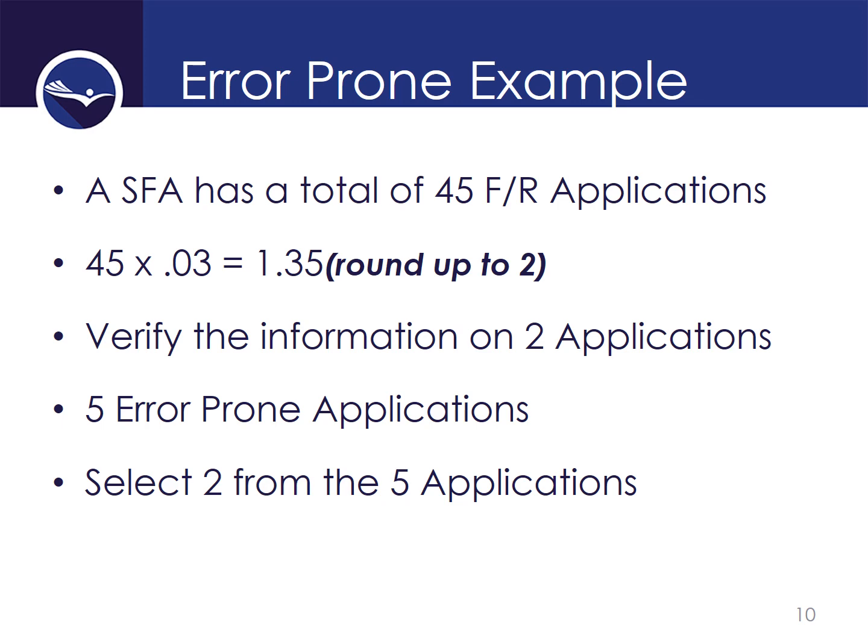Let's go through an example. A school district has a total of 45 free and reduced applications. 45 is multiplied by 3%, which equals 1.35. Again, when determining the number of applications to verify, always round up. The district must verify 2 applications. Let's say during the approval process that you flagged 5 of the 45 applications because they met the income criteria. You would randomly select the 2 required households to verify from those 5 applications.